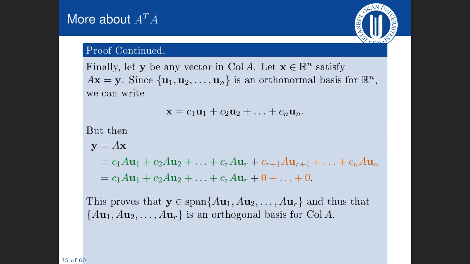This proves that if y is any vector in the column space of A, then y is in the span of Au1 up to Aur, and thus that this is an orthogonal basis for the column space of A. And we can conclude from this that because the basis has r vectors in it, the dimension of the column space of A is r.